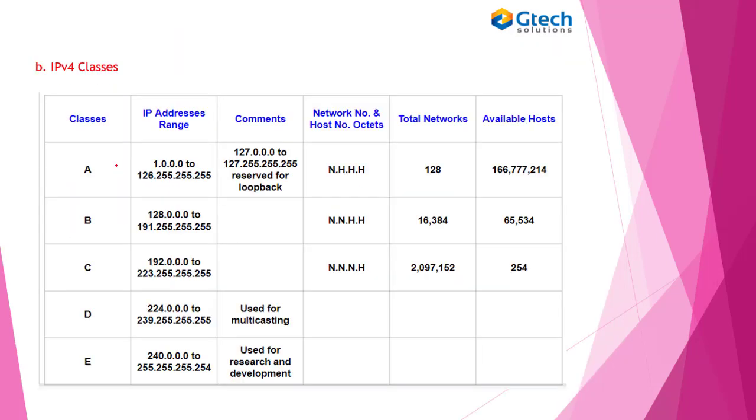IPv4 classes. We have 5 classes of IPv4. The first class is class A, second one class B, third C, fourth D, and fifth E. In class A IPv4 address, the range starts from 1.0.0.0 to 126.255.255.255. Okay, the range starts from 1 to 126. Understand this one. 127 is called a loopback IP address.